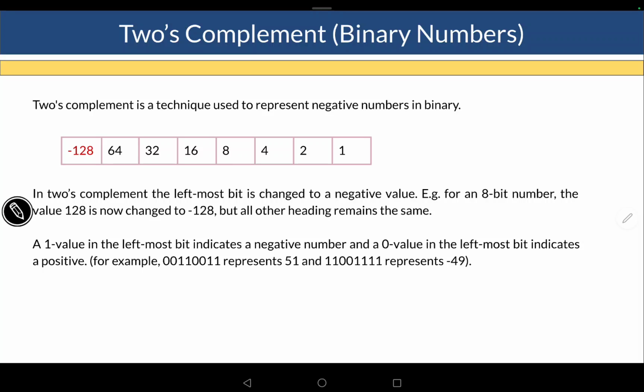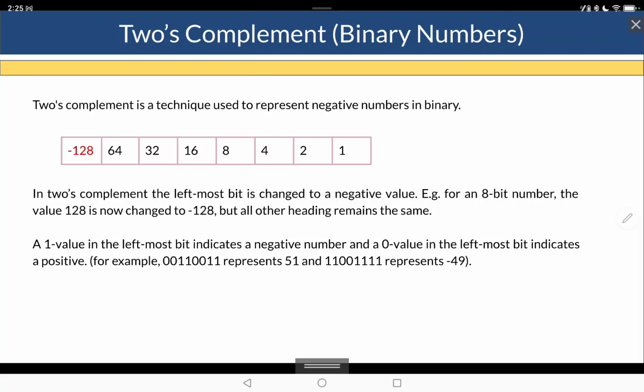Now let's look at the concept of 2's complement in binary. The same way we are able to represent positive numbers in the computer is the same way we can also represent negative numbers in binary. And to do that, we use what we call 2's complement. The technique to represent a negative binary number is called 2's complement.